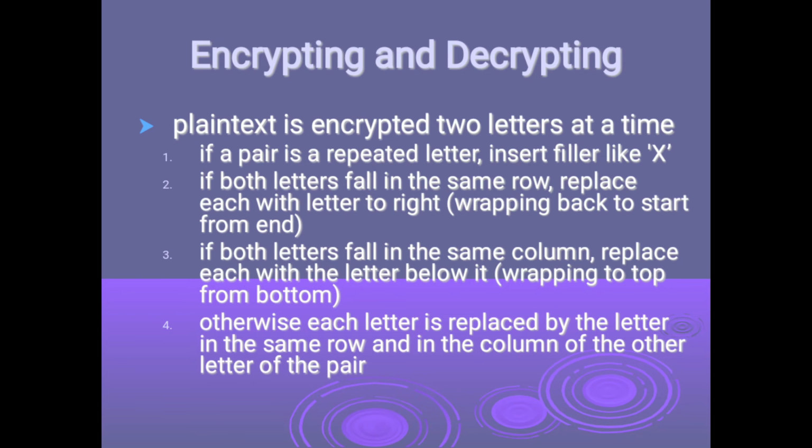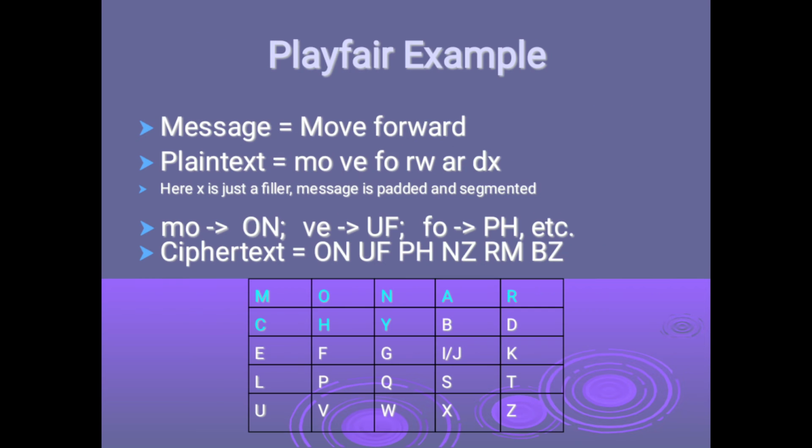If both letters fall in the same row, replace each with the letter to the right. If both letters fall in the same column, replace each with the letter below it. You have to see in the matrix whether the characters fall in the same row or the same column. Otherwise, each letter is replaced by the letter in its own row and the column of the other letter of the pair. We will discuss this in the next slide.